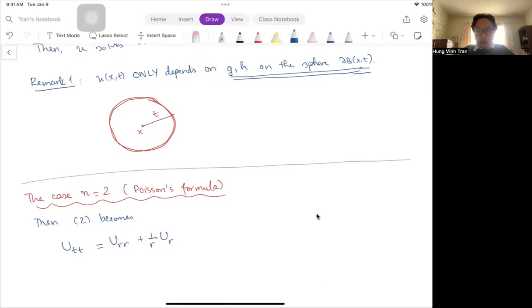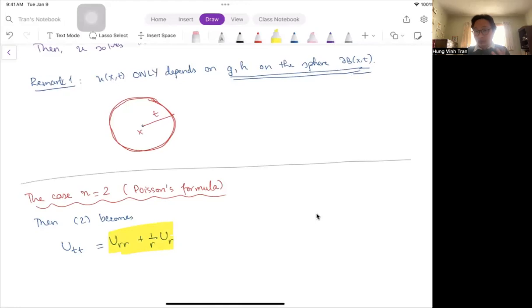So one might wonder, why do I separate them into 2 different cases? Why don't I consider the two cases the same? But it turns out that there's a very weird phenomenon going on here. If I consider even dimensions, or in this case just n equals 2, I have u_rr plus 1 over r times u_r.